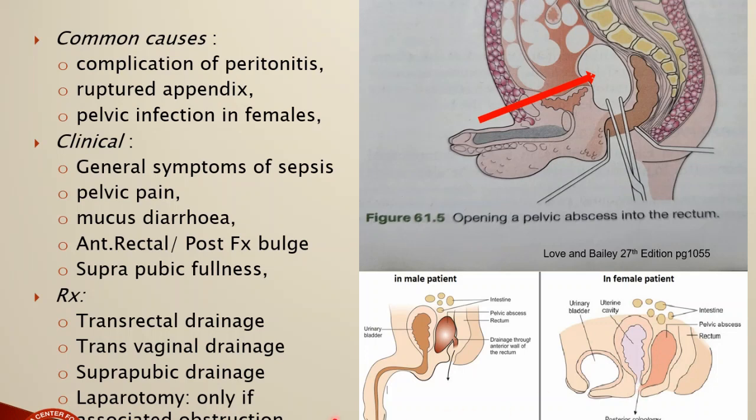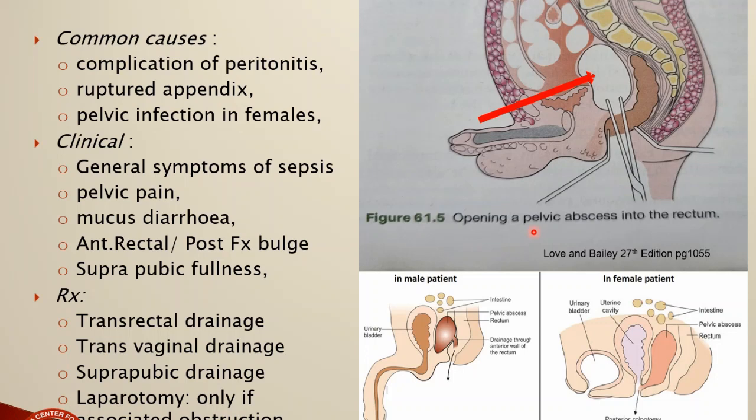So either transrectal, transvaginal. In those instances where it has been walled off and you're not able to see the indentation, the anterior wall or the posterior fornix, then you have to go in for extraperitoneal drainage suprapubically. So suprapubic extraperitoneal drainage. In the very rare instance where along with the pelvic abscess, the patient has either cervical canal obstruction or acute canal obstruction, then you have to go in for a full-blown laparotomy. And in these patients, it becomes highly morbid.